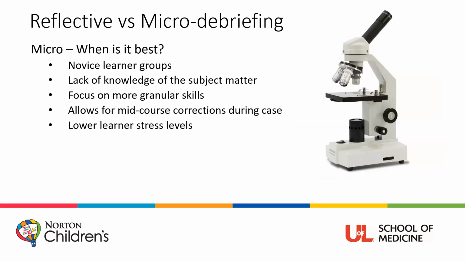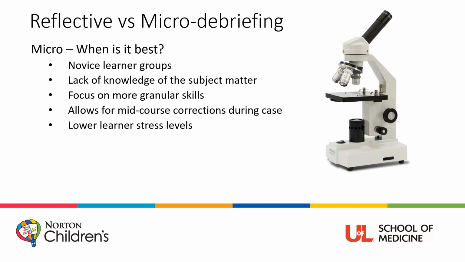Micro debriefing, again, is for novice learner groups, with lack of knowledge of the subject matter, focusing on more granular skills, and allowing for mid-course corrections during the case. And really, this is a way to de-stress, to remove stress from the learners so they can focus on learning micro skills that they might not have had the capacity to do. So I think a great example of this from my own field would be bag mask ventilation. It's a core skill. It's very important, fundamental to a lot of interactions, and it can be difficult to learn.